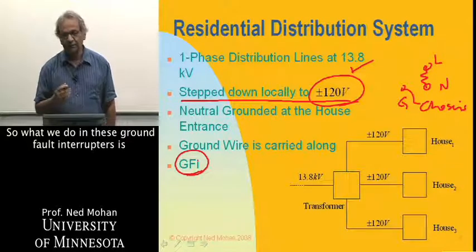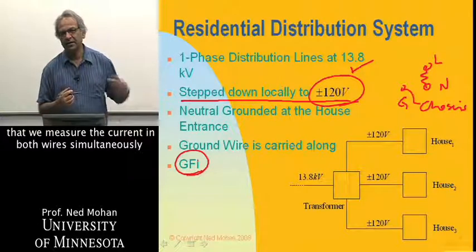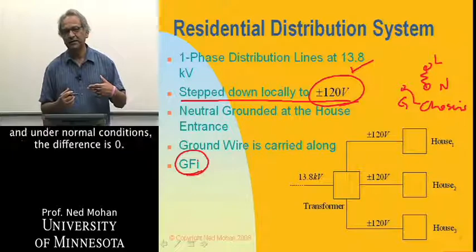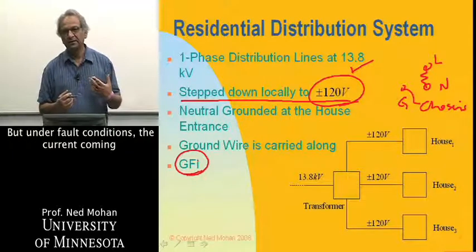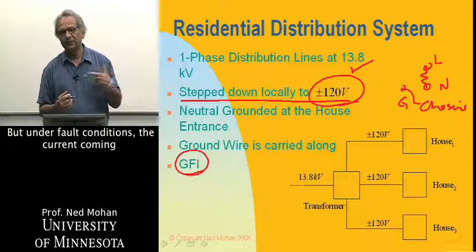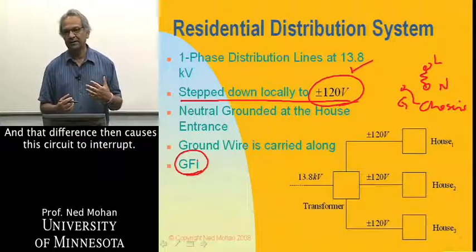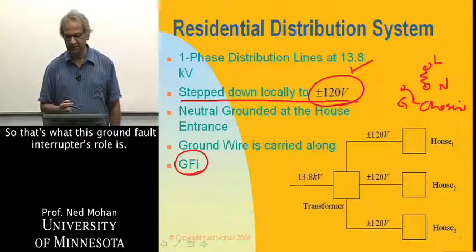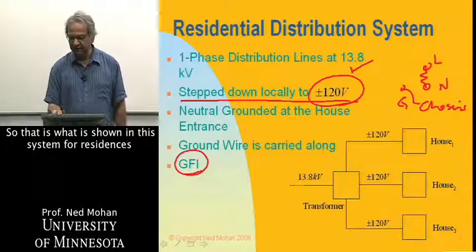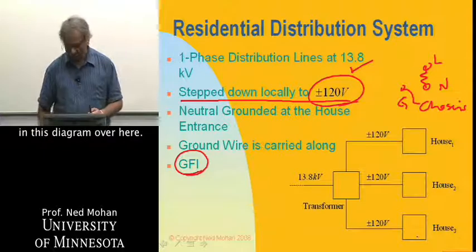So what we do in these ground fault interrupters is that we measure the current in both wires simultaneously, and under normal conditions the difference is 0. But under fault conditions, the current coming in one wire doesn't equal the current going out in the other wire, and that difference then causes this circuit to interrupt. So that's what this ground fault interrupter's role is. So that is somewhat shown, this system for residences, in this diagram over here.